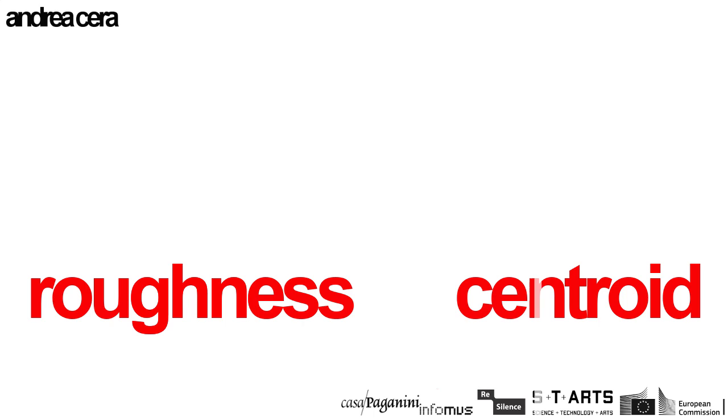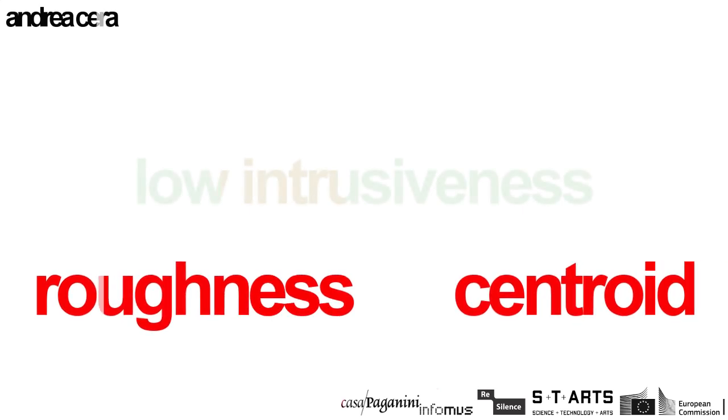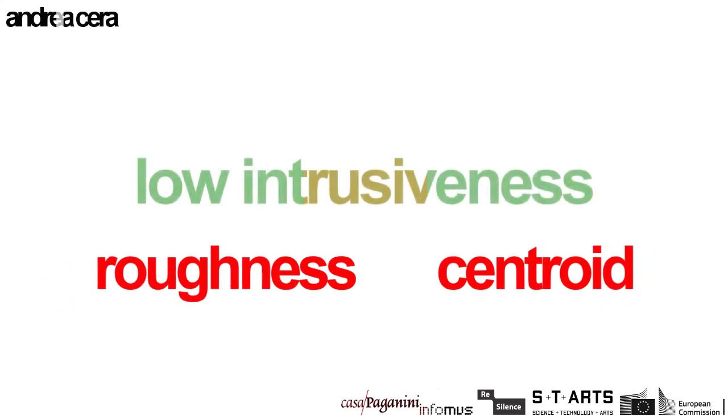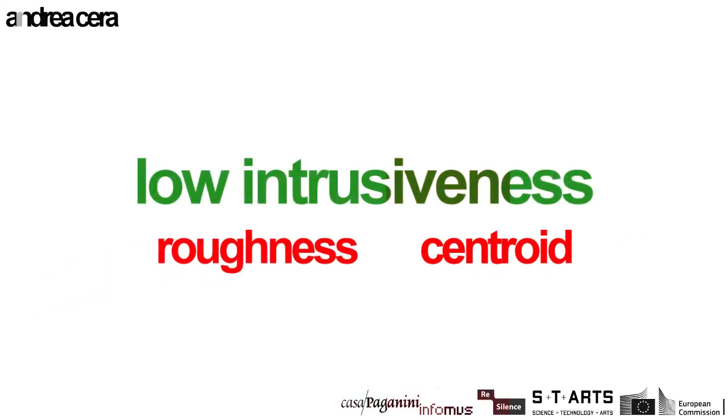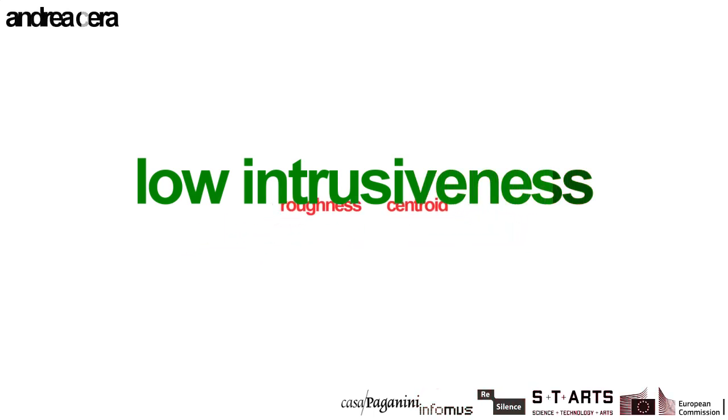For a sound designer, it is important to control roughness and centroid in order to be able to modulate the amount of activation elicited by a particular sound. If a certain alert is only informational and doesn't have any particular urgency, its timbre can have low roughness and low centroid in order to avoid too much activation of attentional resources.